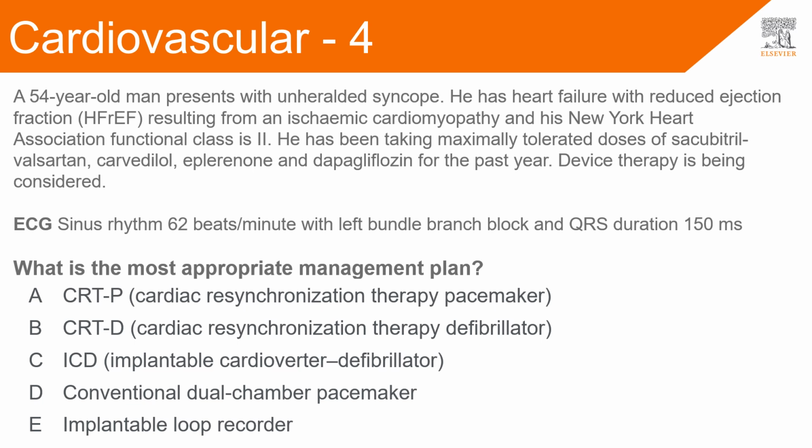So what about this particular case now? We've got a 54-year-old man that's got syncope. He's got heart failure with reduced ejection fraction because of ischemic cardiomyopathy, and his NYHA class is 2. He's already on Entresto, carvedilol, eplerenone, and also the flozin medication, and they're considering device therapy. ECG shows sinus rhythm at 62 with left bundle branch block, and the QRS is 150 milliseconds. Now, what's the most appropriate step?